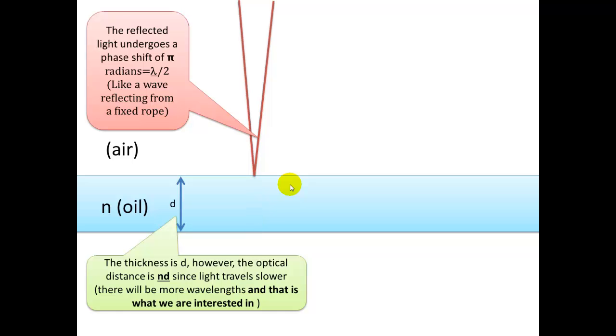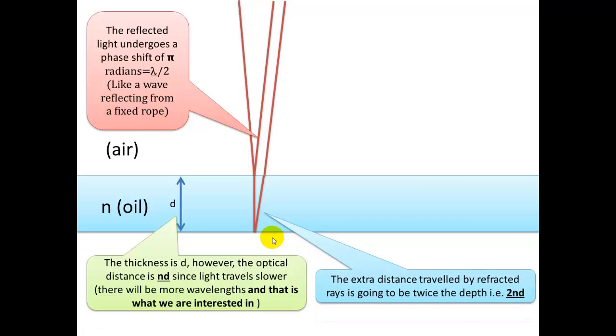Now we will look at what happens in the oil. We know that some light will be refracted and reflected off the bottom. By the way, if there were another medium here, it could be that this also undergoes another phase difference, but in this case it doesn't. So this is refracted out. Now this extra distance that it travels is going to be nd times by 2, so 2nd, not second, 2nd.